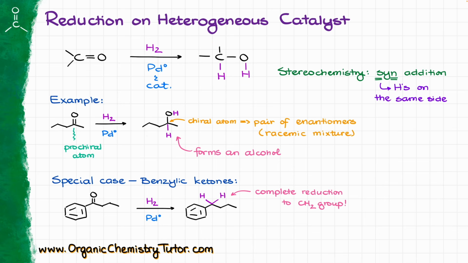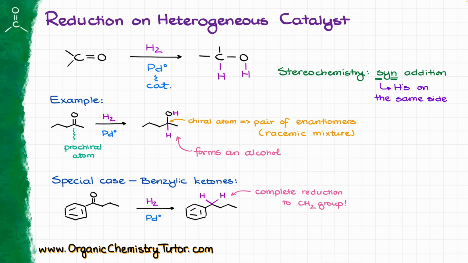However, if we are going to do this reaction in the case of the benzylic ketones, and the benzylic ketone is going to be the one where the carbonyl is sitting right next to an aromatic ring, well, in that case, we are going to end up with the complete reduction down to the CH2 group. And while in theory we do have the alcohol here as an intermediate, catching that alcohol in practice ends up being basically an impossible task.